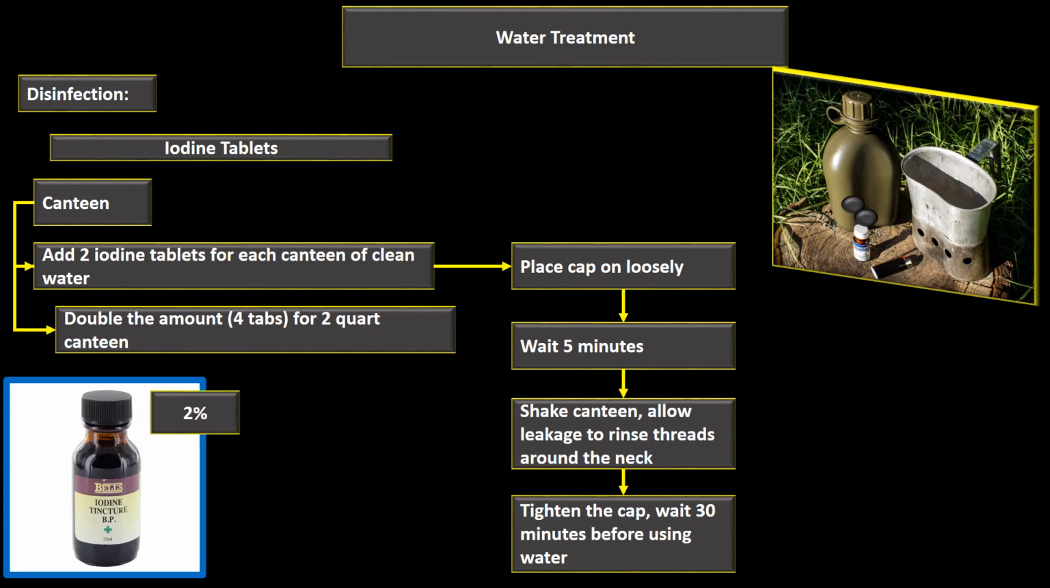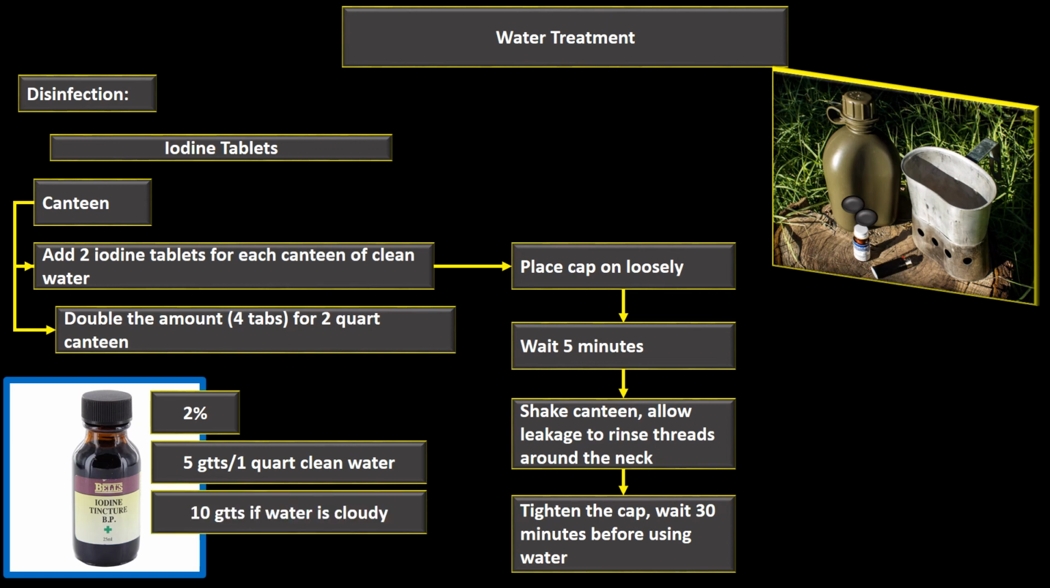We can also use tincture of iodine. A lot of times that'll come in a 2% solution, and our guidance on that is you're going to use 5 drops for 1 quart of clean water, and if we have cloudy water, we're going to use 10 drops. So 5 drops for 1 quart of clean water, 10 drops if the water is cloudy.